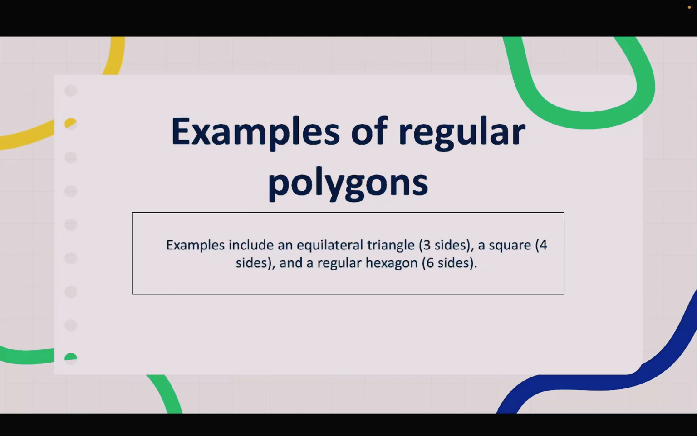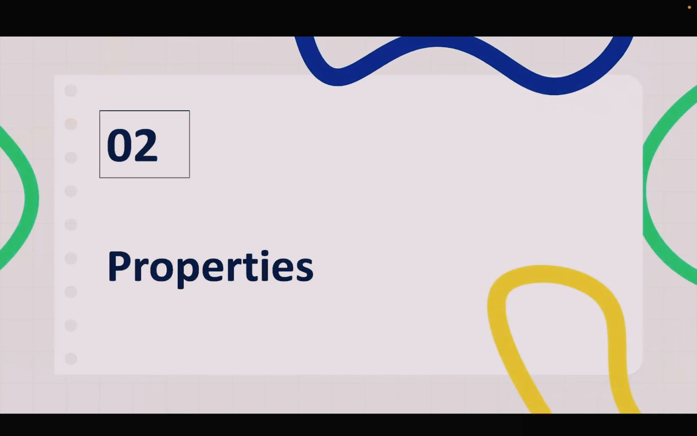Next, examples of regular polygons are an equilateral triangle, a square, and a regular hexagon. Equilateral triangles are triangles that have three equal sides. All of the sides and all of the angles are equal. And a square is a polygon with four sides that are all equal, as we know, and a regular hexagon is a polygon with six sides, but since it says regular, we expect all sides and angles to be equal.